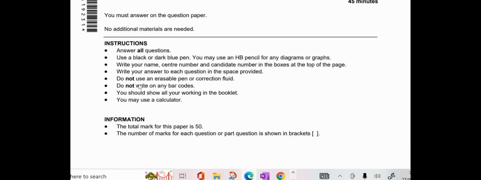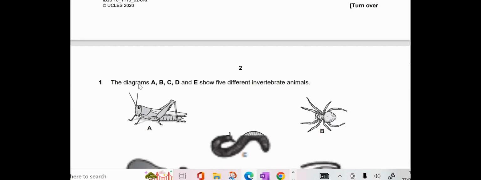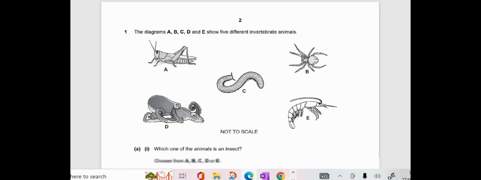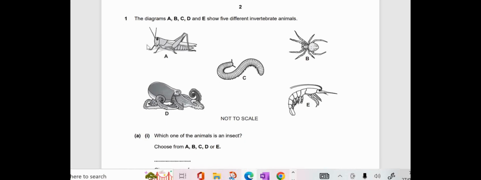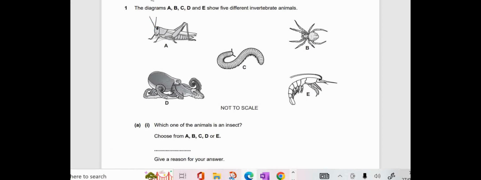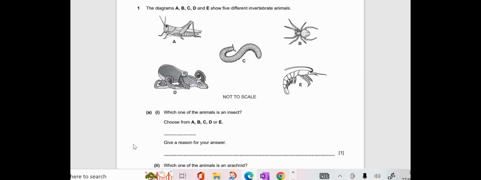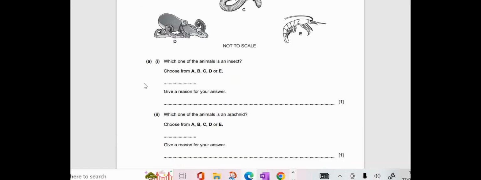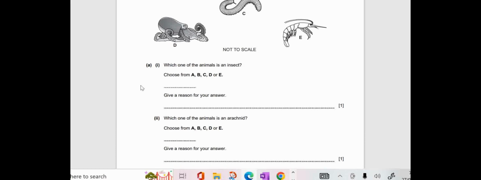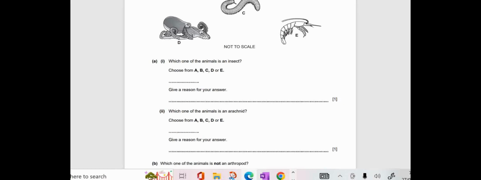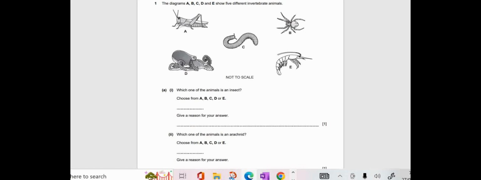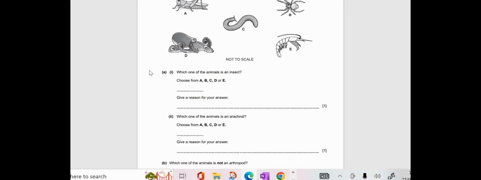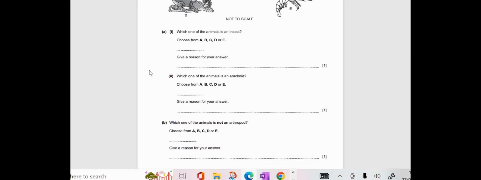So this is number 1. I will take a screenshot. Page 2, number 1. Alright, this is number 1, and part 1, A part 1 and A part 2. This is the whole thing of question 1. And let's move on to question number 1b.